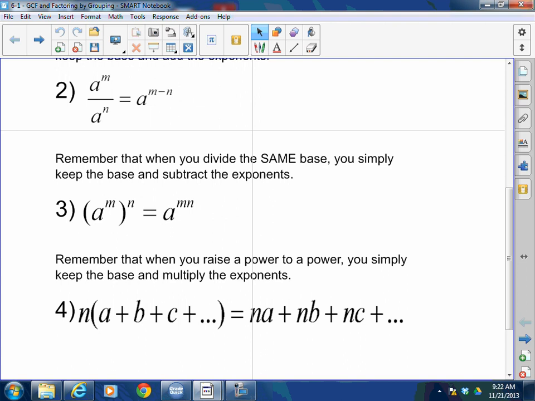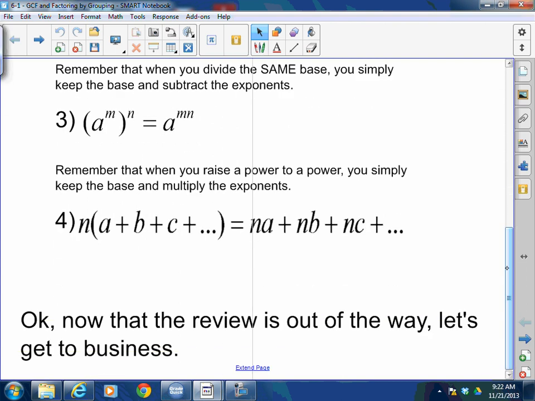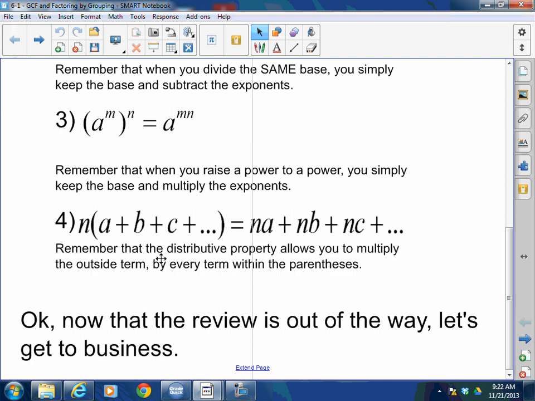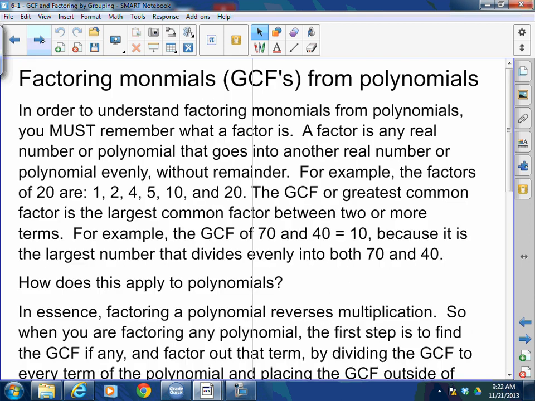And then I have here, of course, the distributive property. And this is n times parentheses a plus b plus c plus dot dot dot. You can have as many terms as you want. Remember, the distributive property allows you to multiply the outside term by every single term within the parentheses. Okay? Any questions? Yeah, Mickey Mouse review. All right, let's go further.